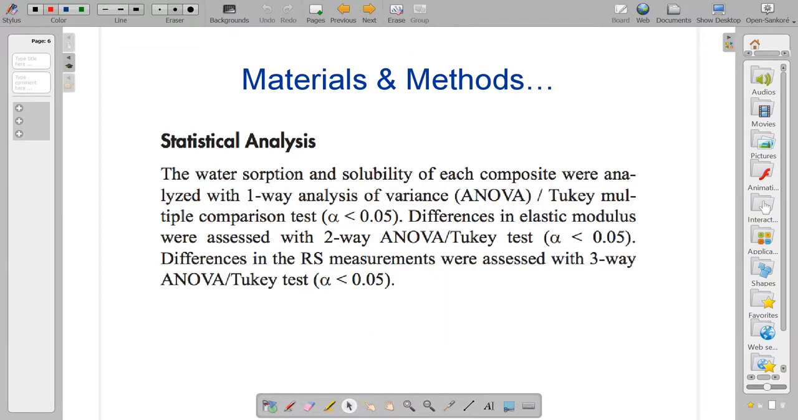So this actually gives us a problem when we think of what we did last week, because last week we were measuring two types of dental material and comparing them to see if they were any different. This week, we've got multiple. How do you do that? How do you deal with this comparison? Well, these researchers have told us. There's this thing called analysis of variance, ANOVA, and Tukey's multiple comparison test.